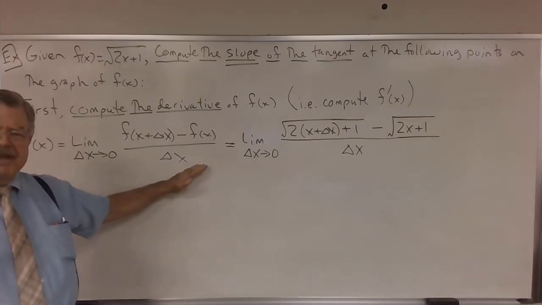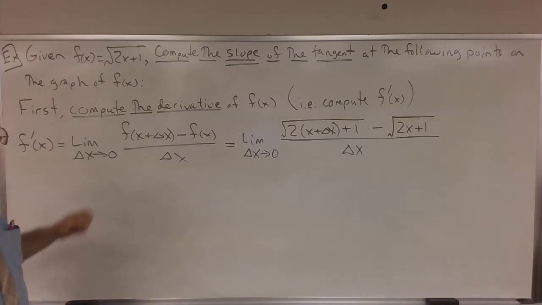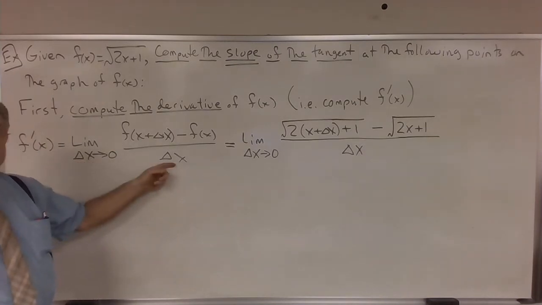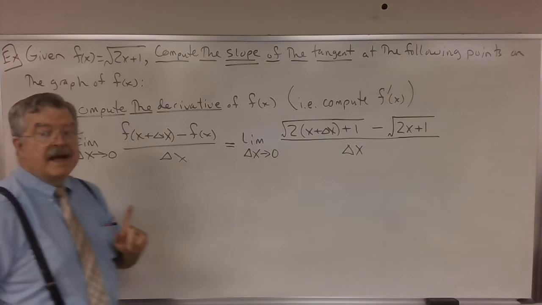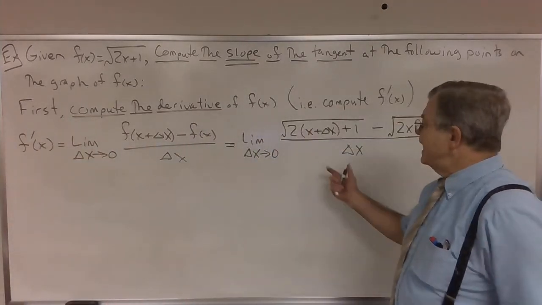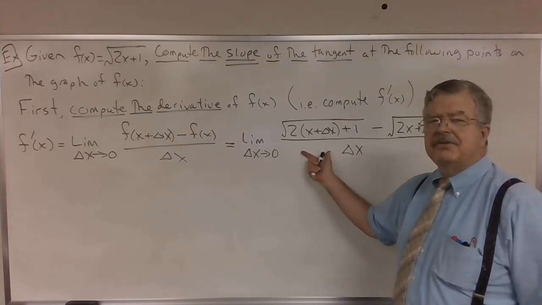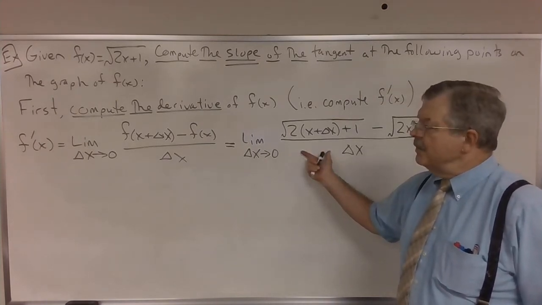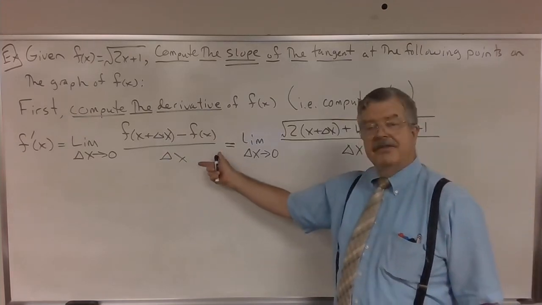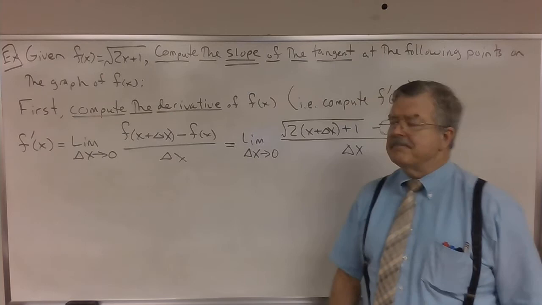Remember yesterday when we computed the derivative by the definition and we plugged in delta x right off the bat? We got 0 over 0. The same thing is going to happen this time. And in fact, the same thing usually happens when we compute the derivative using the definition and we plug in 0 for delta x right off the bat.